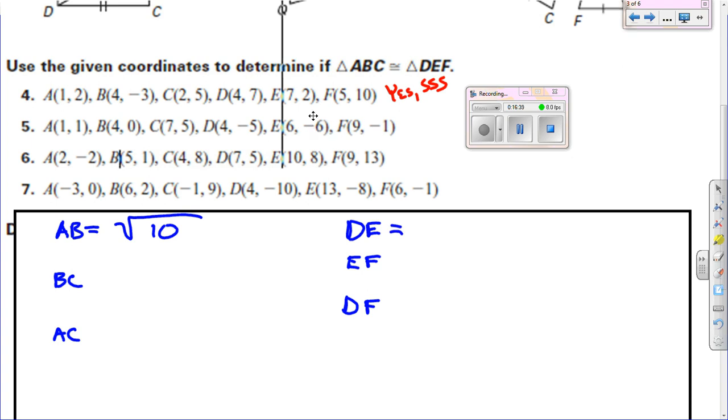DE, negative 6 minus negative 5. Maybe I will do the work. Negative 6 minus negative 5 gives you negative 1 squared. 6 minus 4 gives you 2 squared.